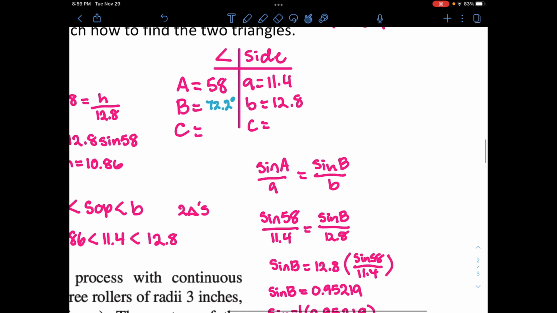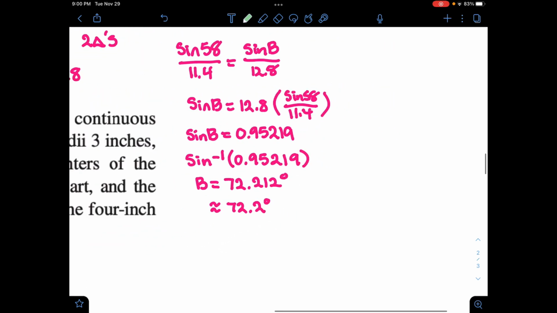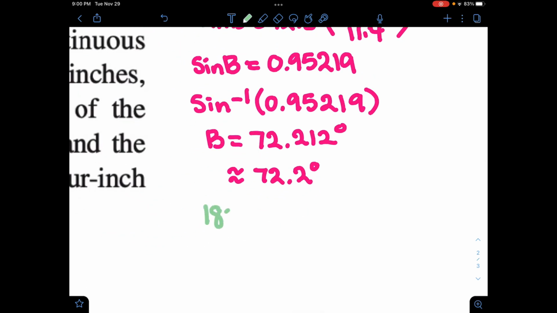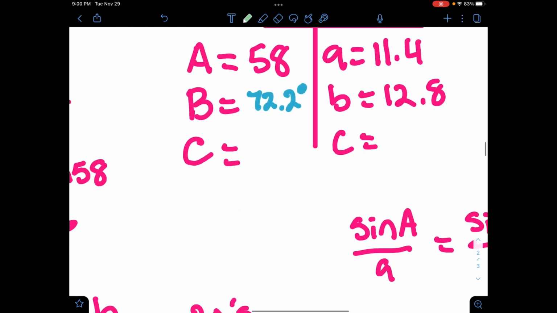So now that we have these two angles, we can actually solve for C right now. Since all angles of a triangle add up to 180, all you have to do, I'm going to use a different color to show you, is subtract 180 minus 58 minus 72.2. And when you subtract these, you will eventually get 49.8 degrees. So now you can fill that in right here, 49.8 degrees.